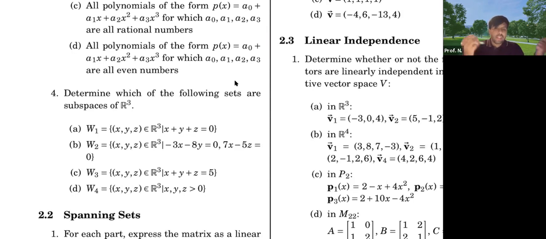Yes. And then if I have a vector and I multiply it by a scalar, will that vector multiplied by a scalar also have entries that, when you add them up, are also equal to 0? Yes. So W1 is what? Subspace. Do you guys see that?